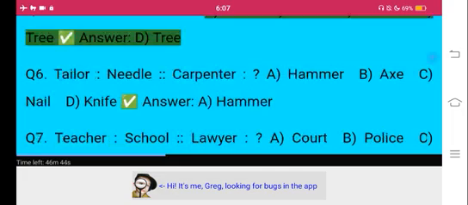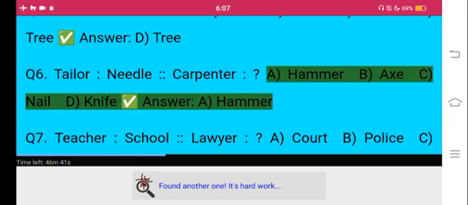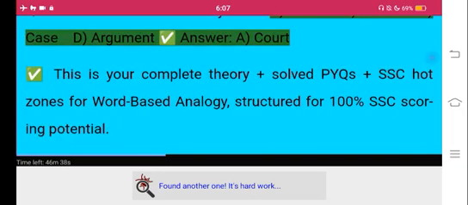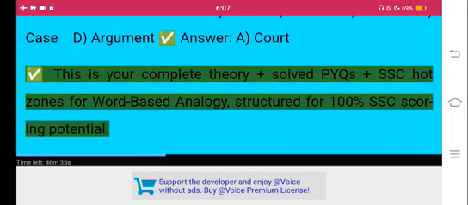Q5, wheel, car; leaf, A, root; B, stem; C, branch; D, tree. Answer: D, tree. Q6, tailor, needle; carpenter, A, hammer; B, axe; C, nail; D, knife. Answer: A, hammer. Q7, teacher, school; lawyer, A, court; B, police; C, case; D, argument. Answer: A, court.